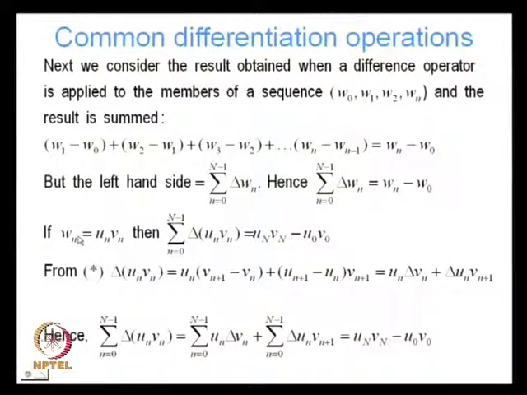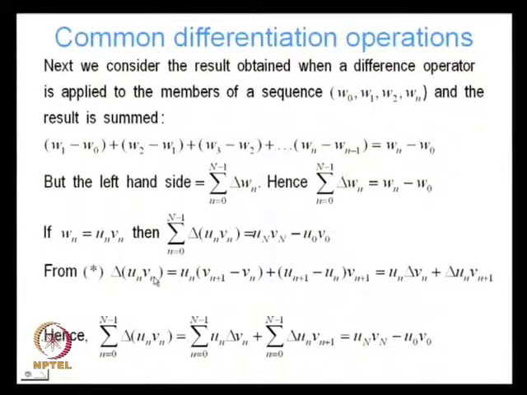Now, we assume that Wn is actually given by the product of two terms u and v. So, each term in this sequence is given by the product of u and v. So, W0 is equal to u0 v0, W1 equal to u1 v1, and so on. So, let us assume that Wn is equal to un vn, then what do I get? The left hand side becomes sigma n equal to 0 to n minus 1 of delta un vn, and that by definition is equal to un vn minus u0 v0.